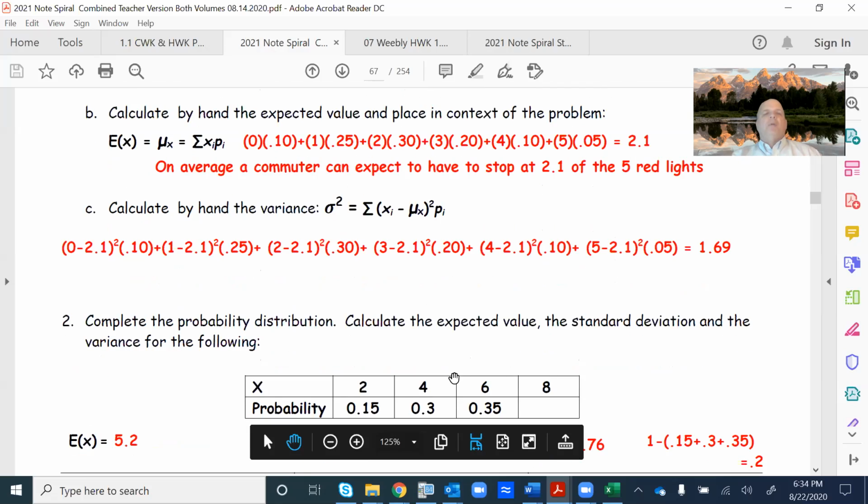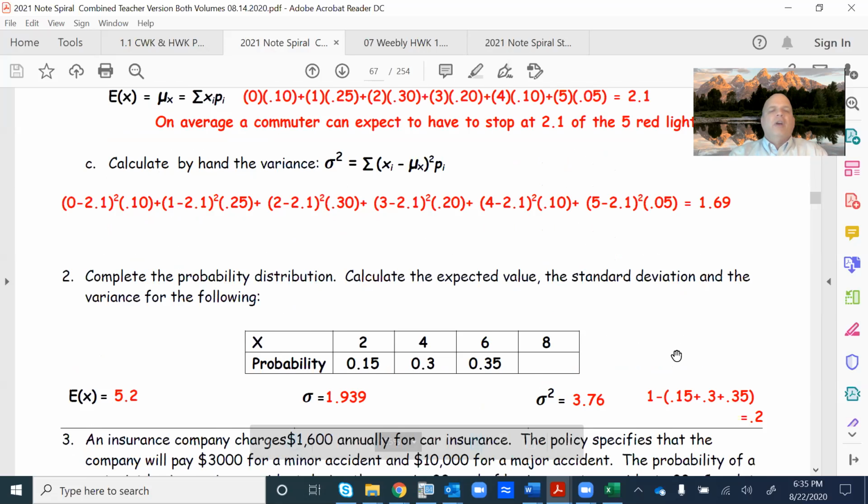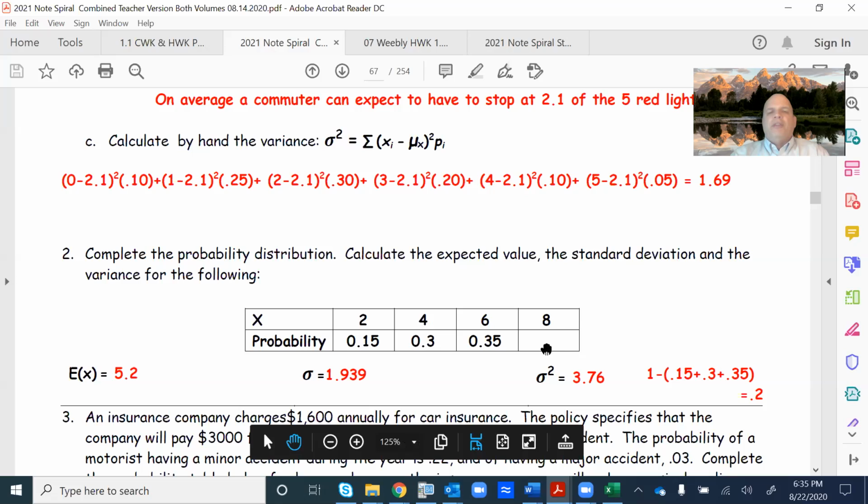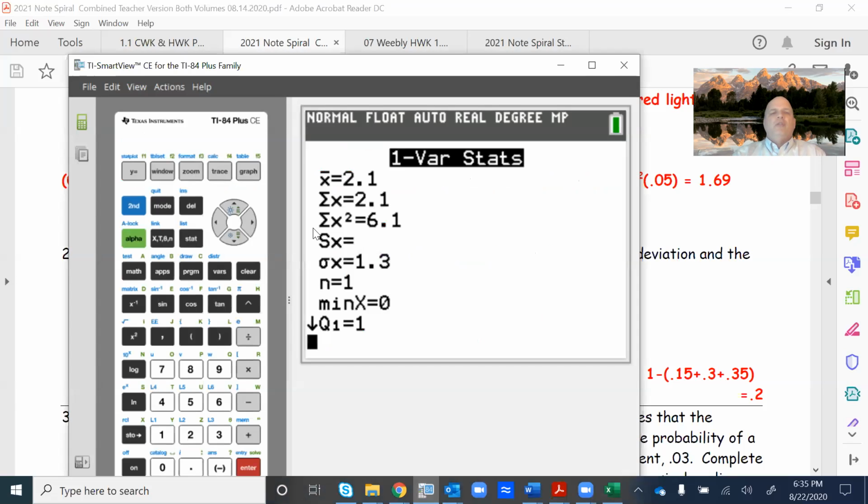It says complete the probability distribution, calculate the expected value and the standard deviation for the following. All right, so for the following, I can expect to have 2, 4, 6, and 8. Those are my X's. But right here, I'm missing a probability. But I know that it has to add up to 1. So when I add all these up, I can subtract that from 1, and I find out that 8 has to have a probability of 0.2. So this is what this looks like.